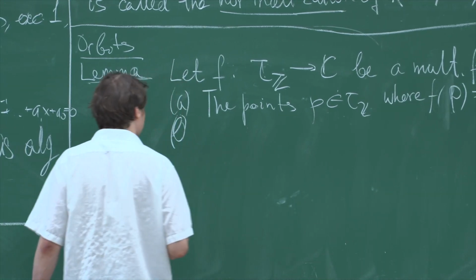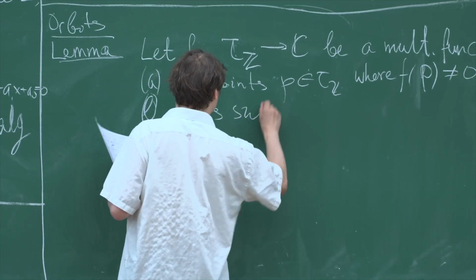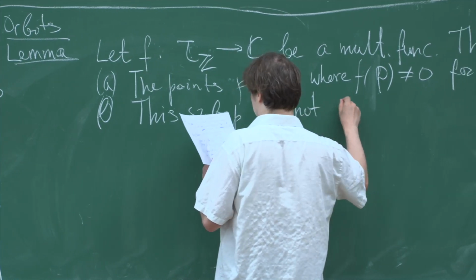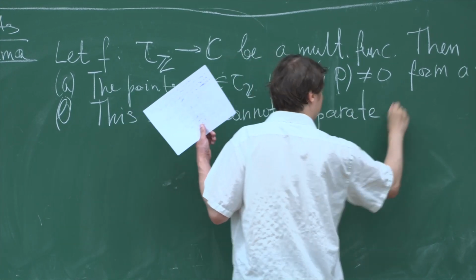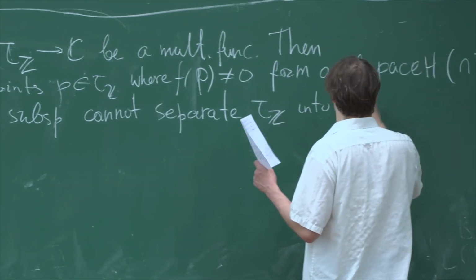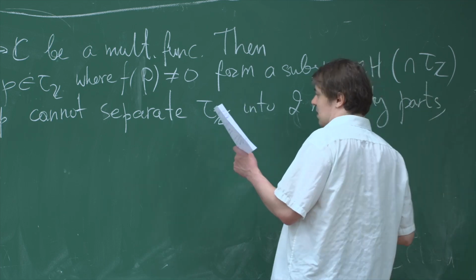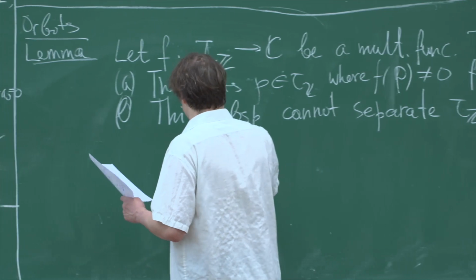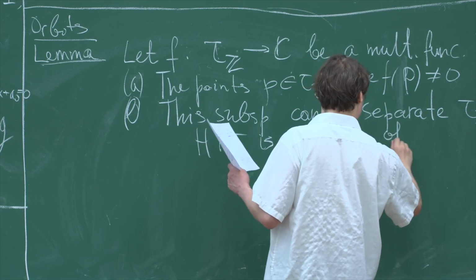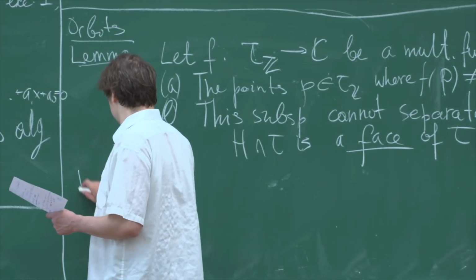And this subspace cannot separate tau Z into two non-empty parts, which means that H intersection tau is actually a face of tau. So this lemma we can prove. Let us prove it.